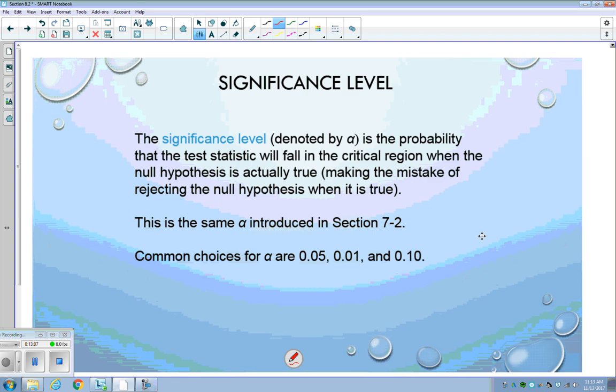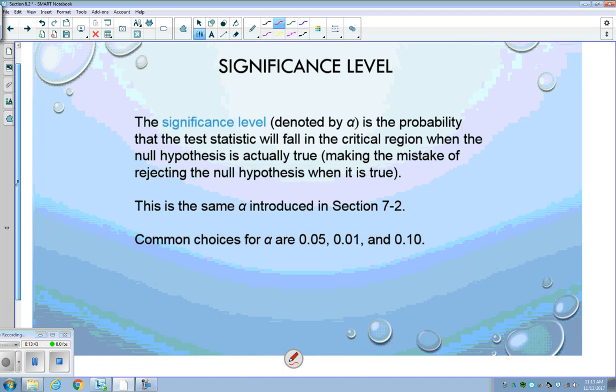So the significance level, just like we've seen before, is denoted by alpha. It is the probability that the test statistic will fall in the critical region when the null hypothesis is actually true. Well, that's a big statement there. So let's dissect that. In other words, we're making the mistake of rejecting the null hypothesis when it is true.